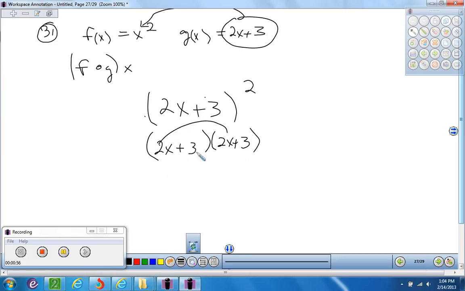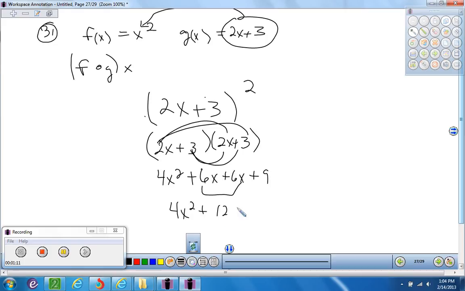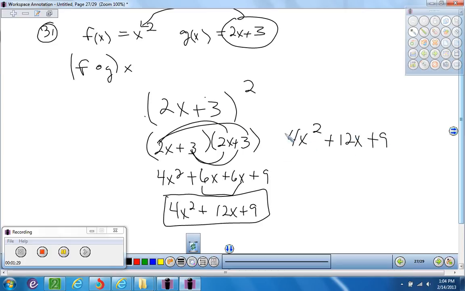Okay, I'm going to multiply, distribute everything through. So I'm going to get 4x squared plus 6x plus 6x, plus 9. And then combine like terms, so I end up with 4x squared plus 12x plus 9. Now for those that remember, if you square the first term, you get 4x squared. Multiply them together, you get 6x. Double it, you get 12x. Square this one, you get 9. So you can come up with it either way, but either way you should come up with this answer, 4x squared plus 12x plus 9.